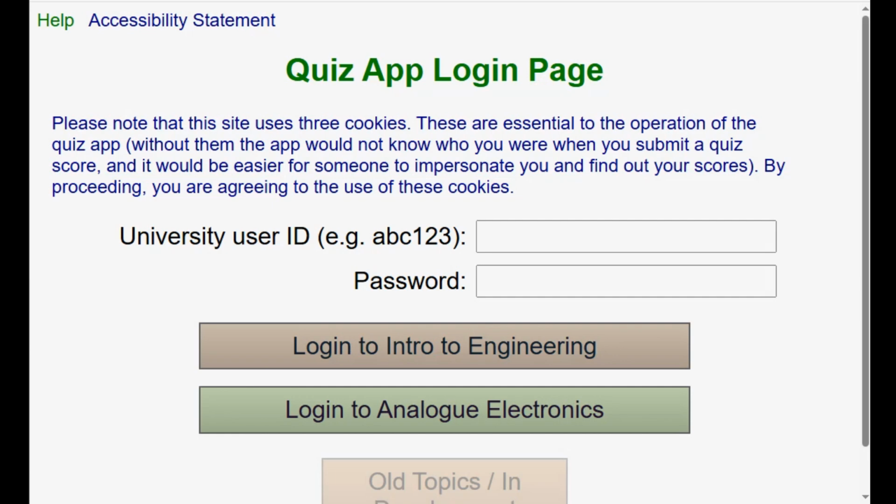Right, when you first log in, you will be presented with the login page, which looks like this. You just type in your University of York username and your password, standard university password, and press Login. Intro to Engineering.